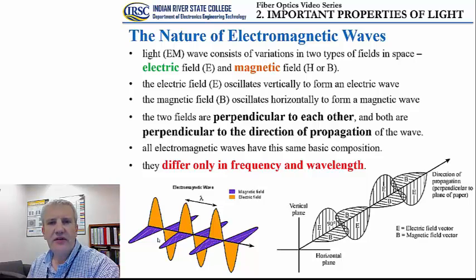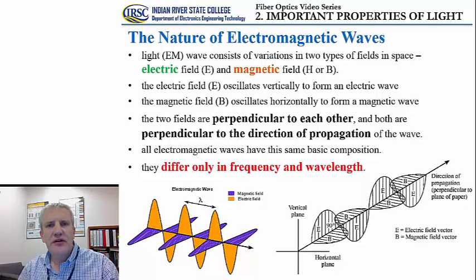On the bottom of this slide, we have a three-dimensional representation of an electromagnetic wave. We said that an electromagnetic wave consists of an electric field and a magnetic field. Electric field here is shown in orange color, and it's shown here as oscillating vertically to form a so-called electric wave. And then the magnetic field is shown here in a purple color, and it's shown here as oscillating horizontally to form a magnetic wave. So these two quantities, electric field and magnetic field, are perpendicular to each other. They're at right angle relative to each other.